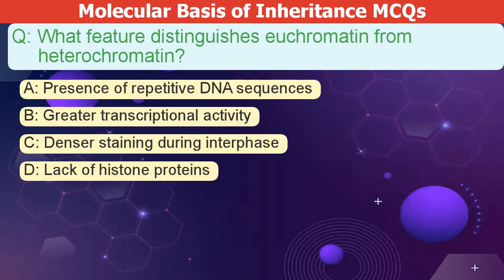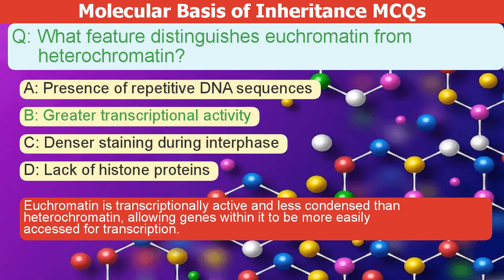What feature distinguishes euchromatin from heterochromatin? A. Presence of repetitive DNA sequences. B. Greater transcriptional activity. C. Denser staining during interphase. D. Lack of histone proteins. The correct answer is B. Euchromatin is transcriptionally active and less condensed than heterochromatin, allowing genes within it to be more easily accessed for transcription.